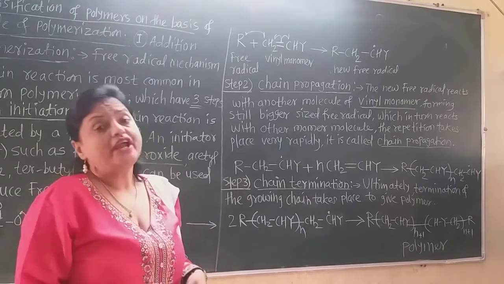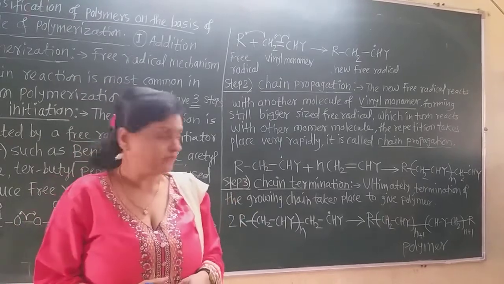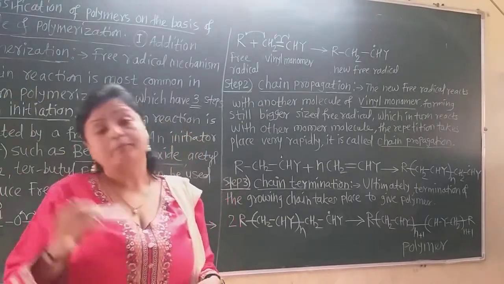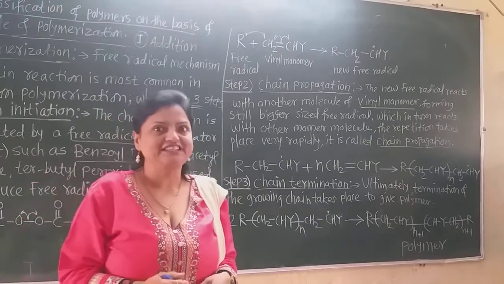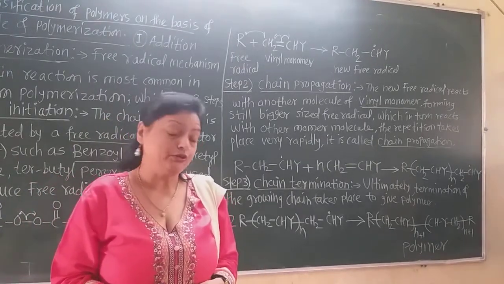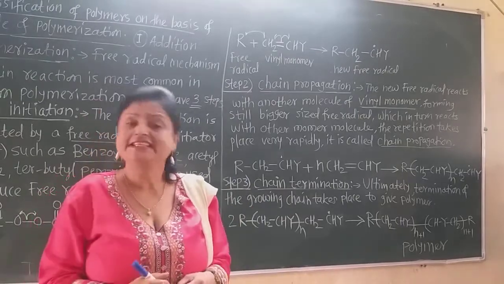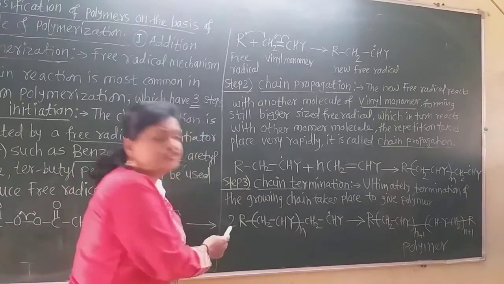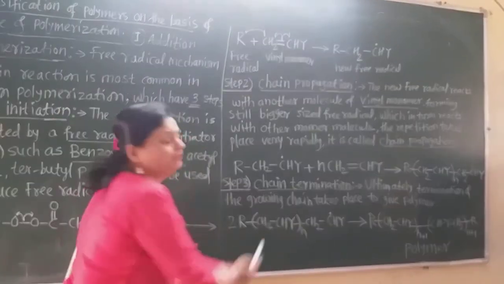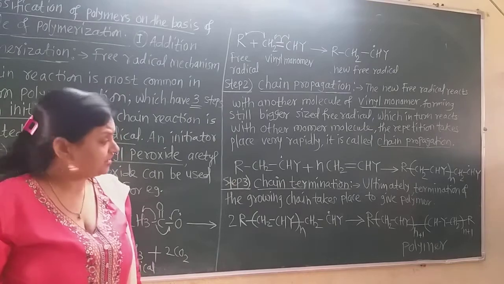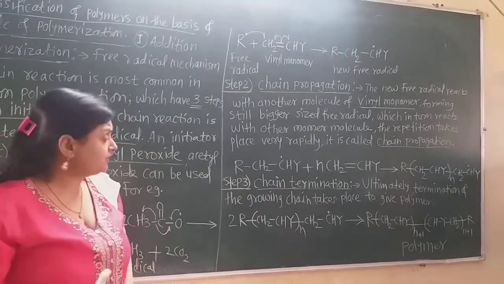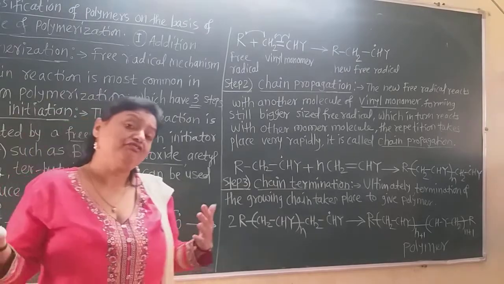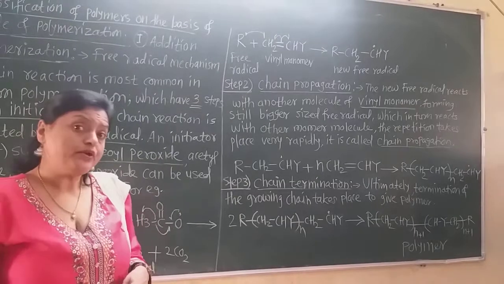Now what we have to do to stop this reaction? We have now obtained a very long chain of polymer, but still this chain is a free radical chain. It is not the polymer molecule. So we have to terminate these chains. Now there are so many chains there. Suppose we take two chains; the next step is chain termination. Now what happens in chain termination? Ultimately termination of the growing chain takes place to give the large molecular weight polymer. Now how does it happen? Let us see.